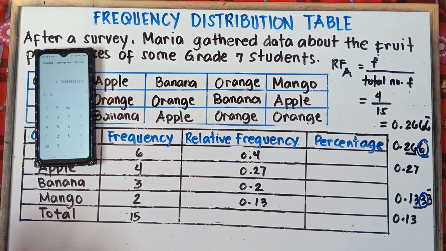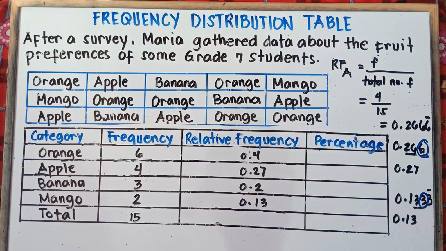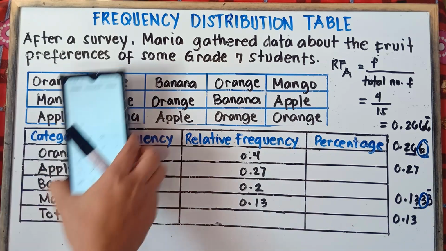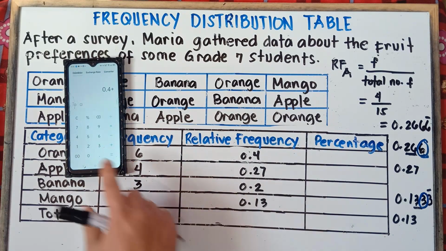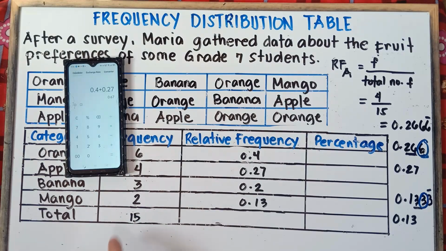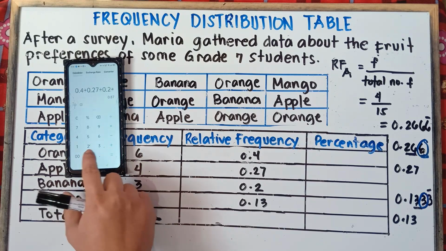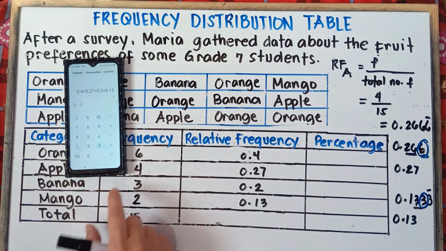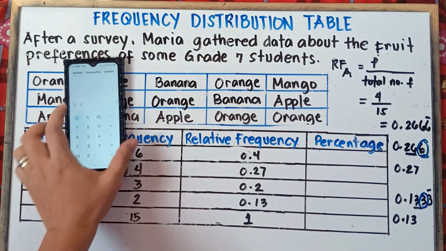Alright, and then the total of the relative frequency should always be 1. If the answer is 1, class, therefore your answer is correct. Once again, class, always remember this one. For relative frequency, the total should always be 1, a whole number 1. So, let's add this up. 0.4 plus 0.27 plus 0.2 plus 0.13, and the total is 1. So therefore, our answer is correct.